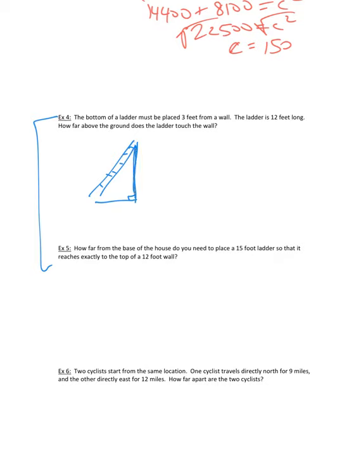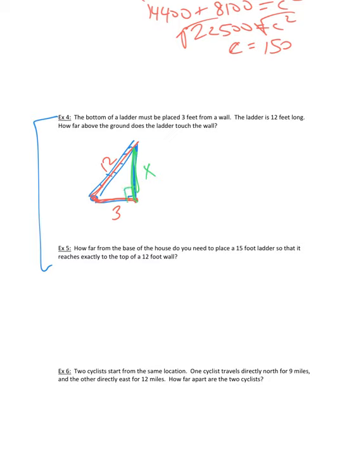So the bottom of a ladder must be placed 3 feet from a wall. So this is the bottom of the ladder. I'll do it in red. It must be placed 3 feet from the bottom of the wall. So this is 3. The ladder is 12 feet long. So that's the length of the ladder. That's this diagonal part, 12 feet long. How far above the ground does the ladder touch the wall? So they're asking us for this green section here, how far above the ground, directly, vertically.